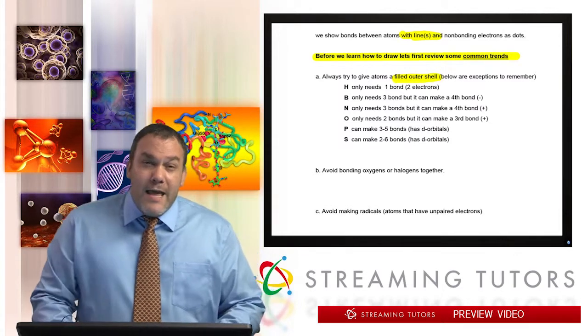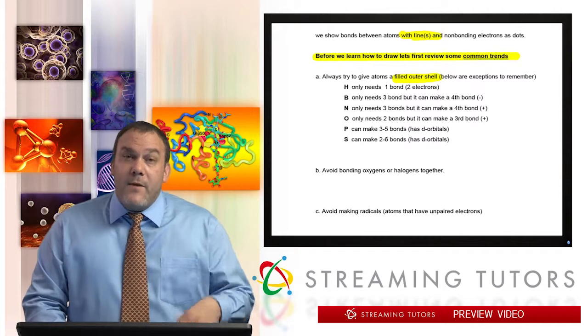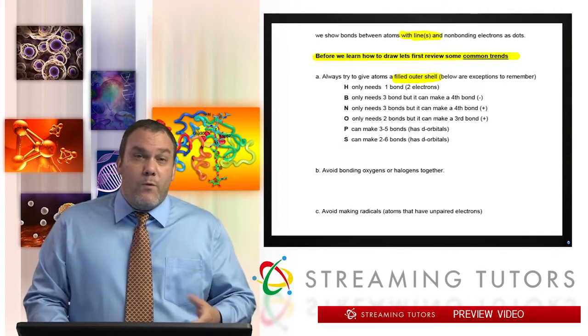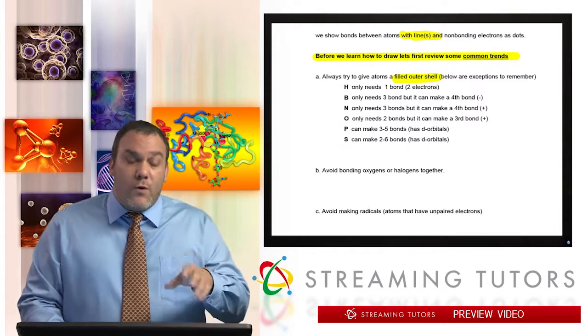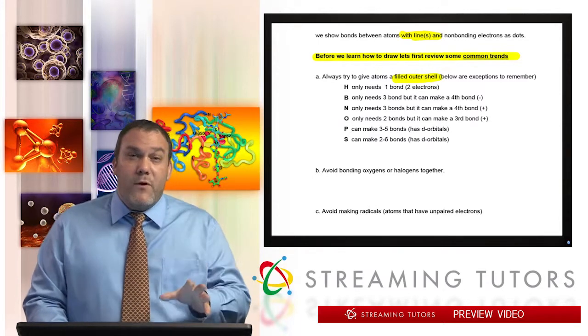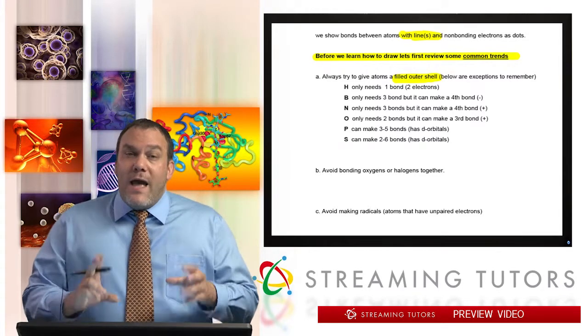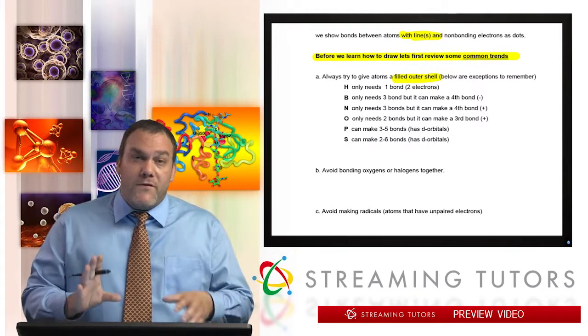The first thing is knowing what it means to have a filled outer shell. We've touched on this already in the video about valence electrons, and also when we talked about formal charge. So we're back to that, and this is a very important thing. We're going to see it over and over. We have to know how many electrons are in the outer shell of certain atoms.